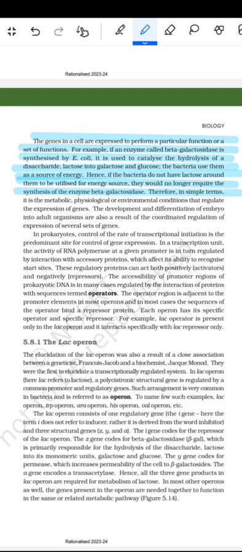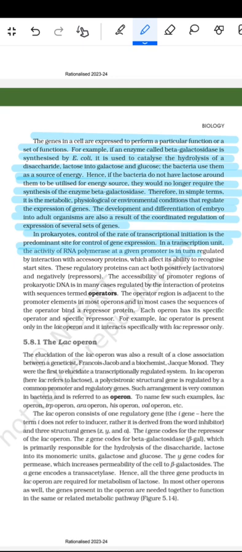Therefore, in simple terms, it is the metabolic, physiological, and environmental conditions that regulate the expression of the gene. The development and differentiation of the embryo into an adult organism are also a result of the coordinated regulation of the expression of several sets of genes. In prokaryotes, the control of the rate of transcription initiation is the predominant site for the control of gene expression in a transcriptional unit.